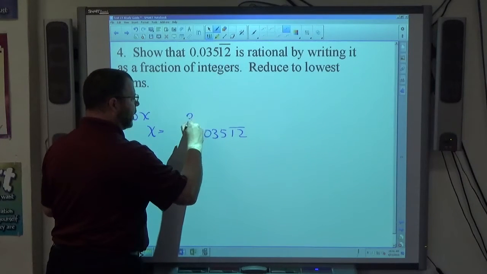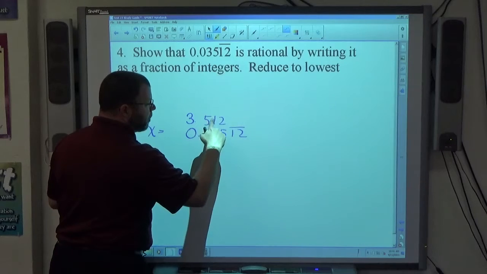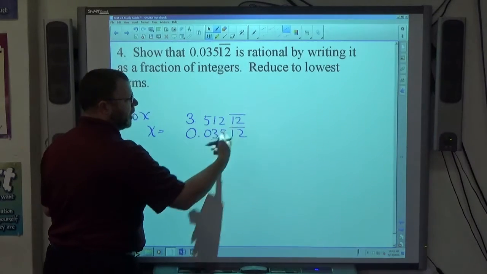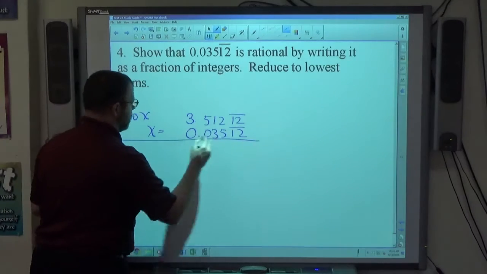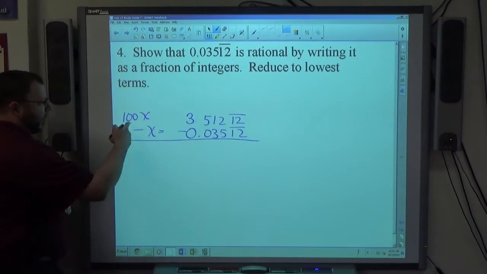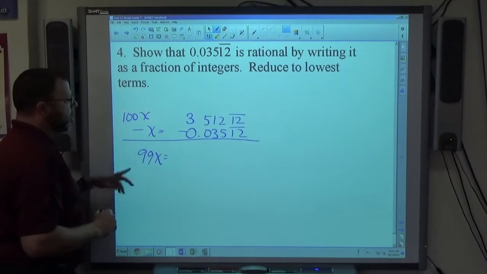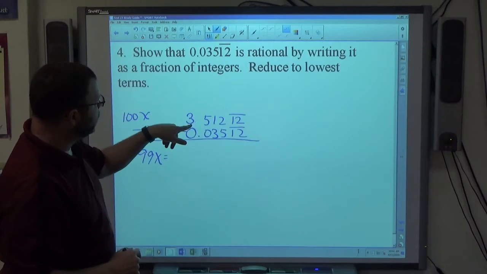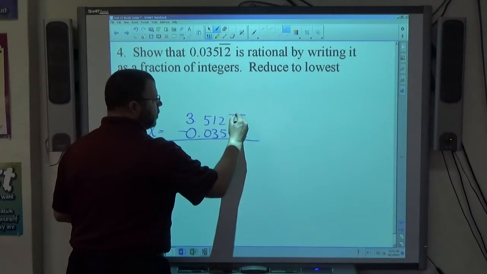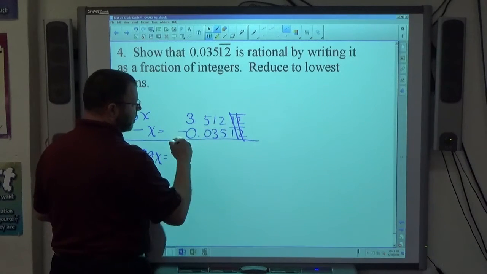That's going to make 3.512. The repeating bar could go there, but I want to do one extra 1, 2 with the repeating bar there, so all my repeating stuff lines up. Subtract, subtract. And then you get what you get when you subtract. So 100x minus 1x makes 99x. 3.51212 repeating minus 0.03512 repeating. The 2's and the 1's repeat all the way to infinity and subtract, so we're left with just this nice simple subtraction.